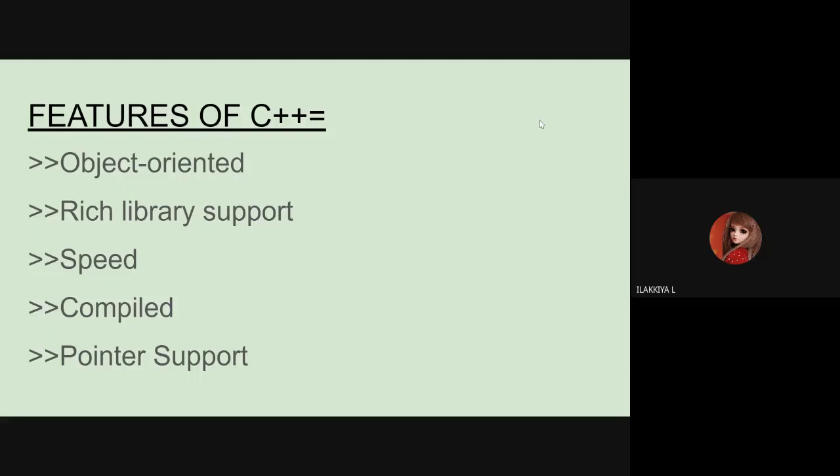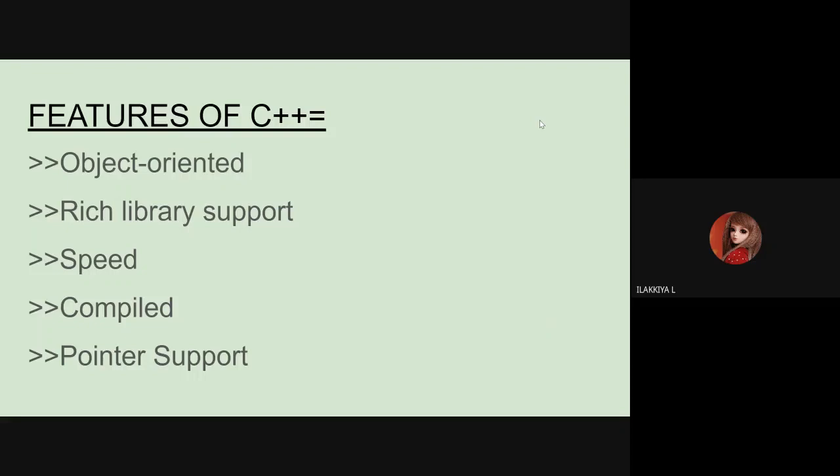The next one is rich library support. Through the C++ Standard Template Library, that is STL, many functions are available that help in quickly writing the code. For instance, there are standard libraries for various containers like sets, maps, hash tables, etc.